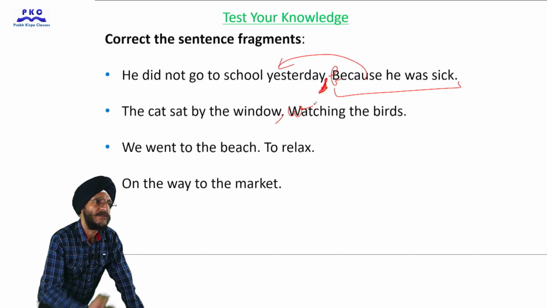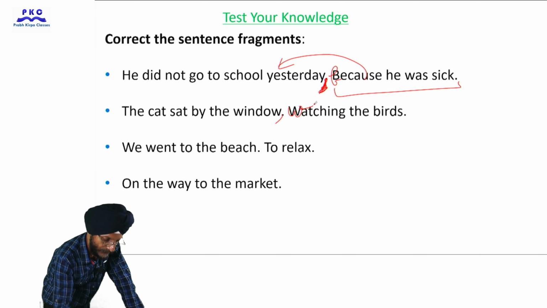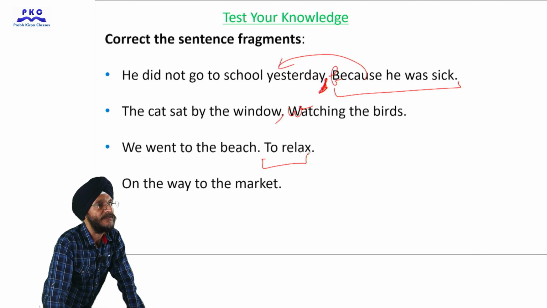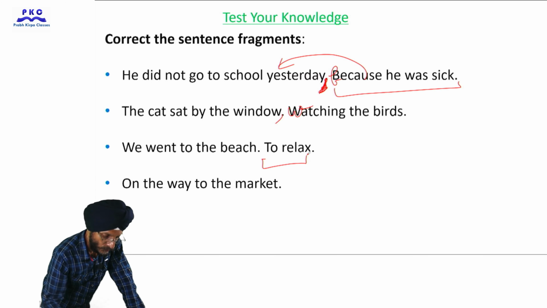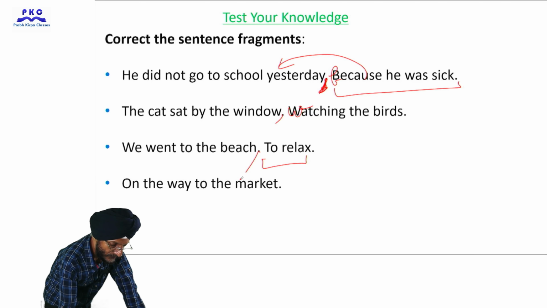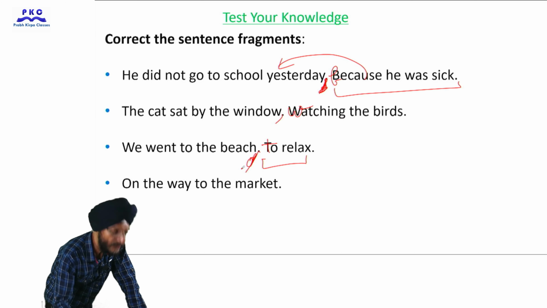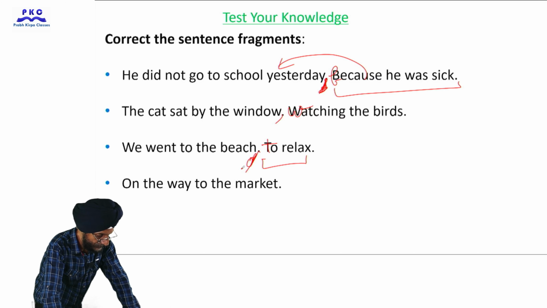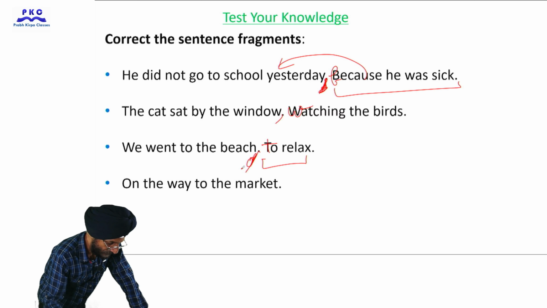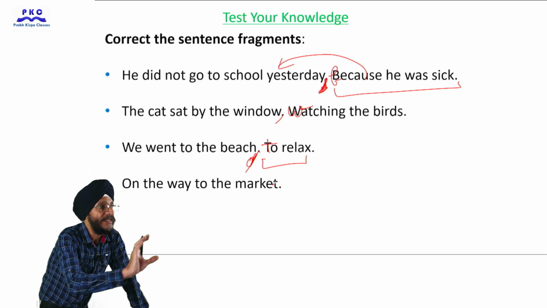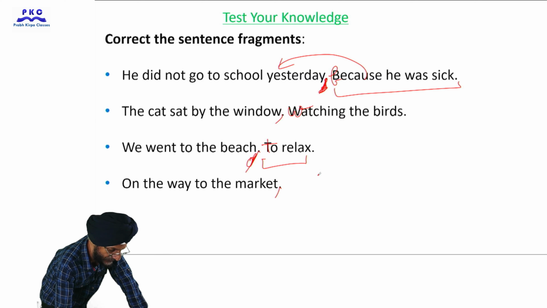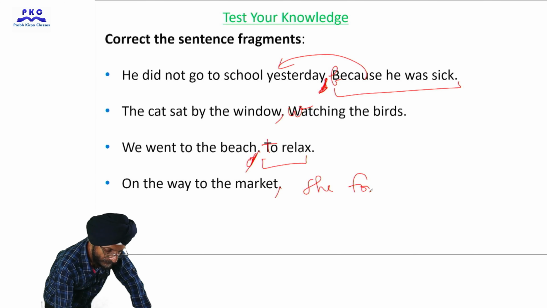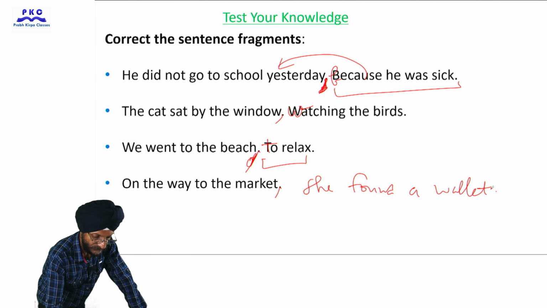We went to the beach. It is okay, a complete sentence, but here it is followed by "to relax." So we will remove it. We went to the beach to relax. No comma, no full stop. We went to the beach to relax. "On the way to the market," it is again a sentence fragment. On the way to the market, she found a wallet.